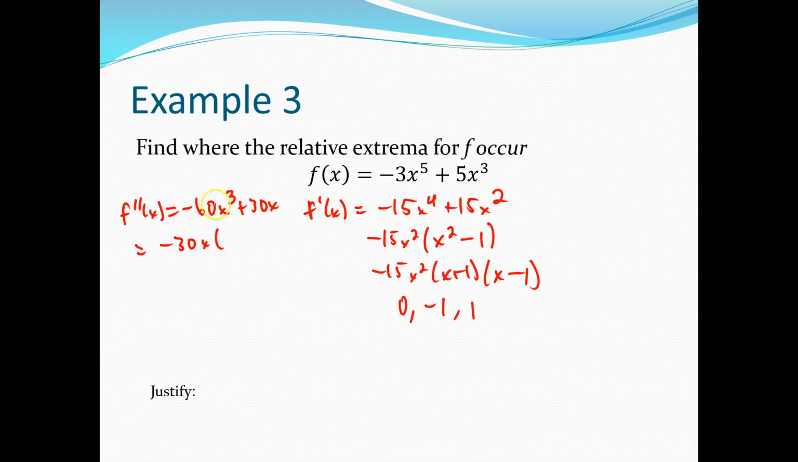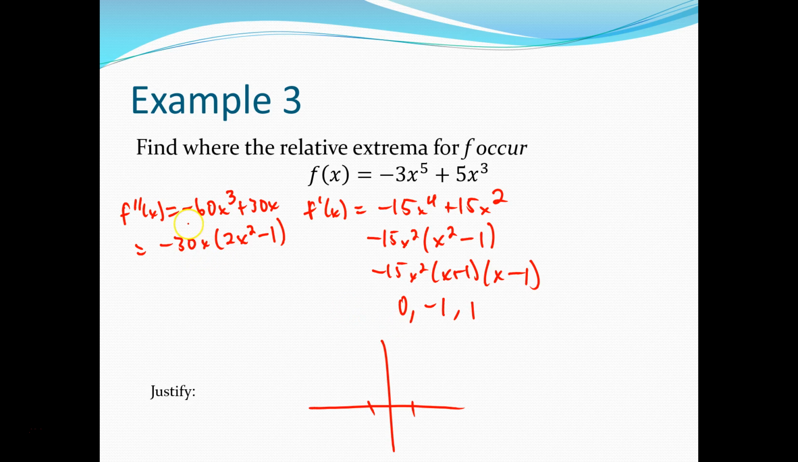So that gives us a positive 2x squared minus 1. So we don't have to find the zeros. We're not looking for inflection points here. All we need to do is find out where we have horizontal tangents. So something's going on at 0, we have a horizontal tangent. At -1, we have a horizontal tangent. At 1, we have a horizontal tangent. I'm going to use the second derivative to find out if it's concave up or down at those points.